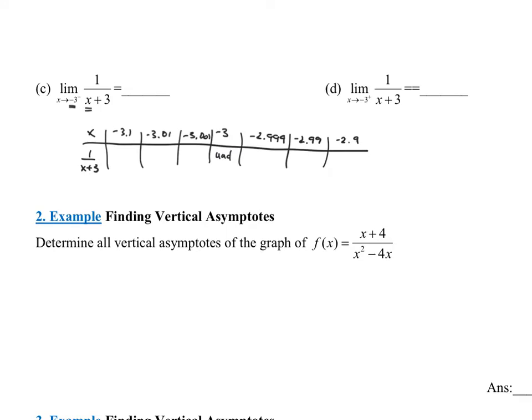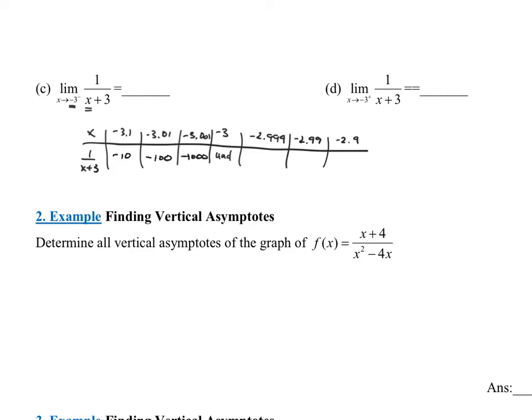We're going to go ahead and use the table feature in our calculator, so go ahead and hit the table button, clear out any function you have, enter the new function, which is 1 over x plus 3, into your calculator, hit enter. Don't worry about start and step, but make sure ask x is highlighted, hit OK, and then type in the values. If I plug in -3.1, I'm getting -10. If I plug in -3.01, I'm getting -100. And if I plug in -3.001, it looks like I'm getting -1000.